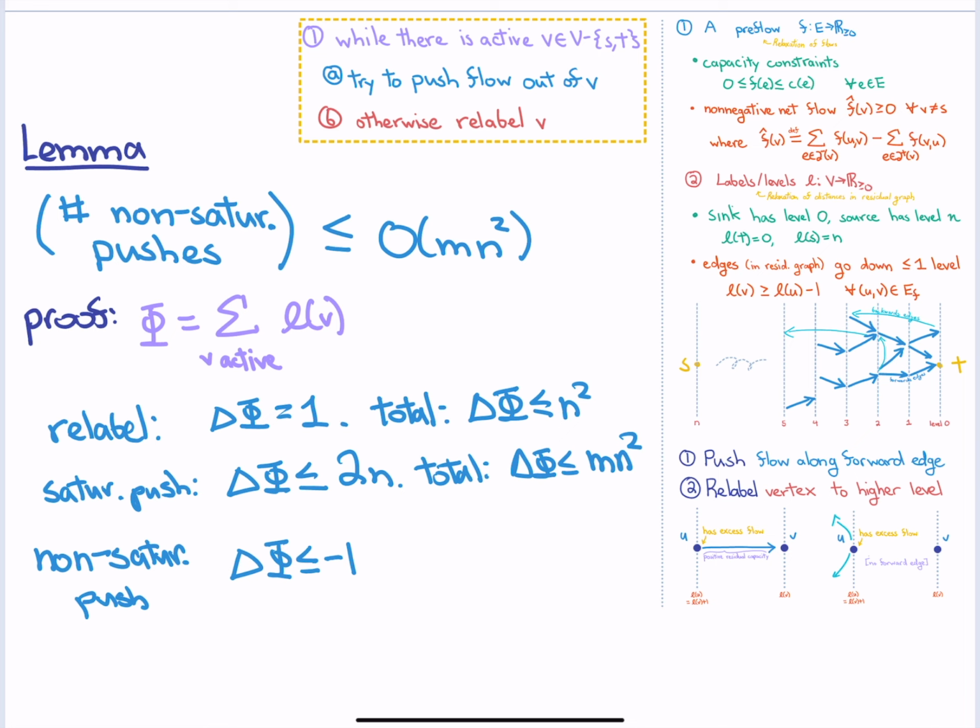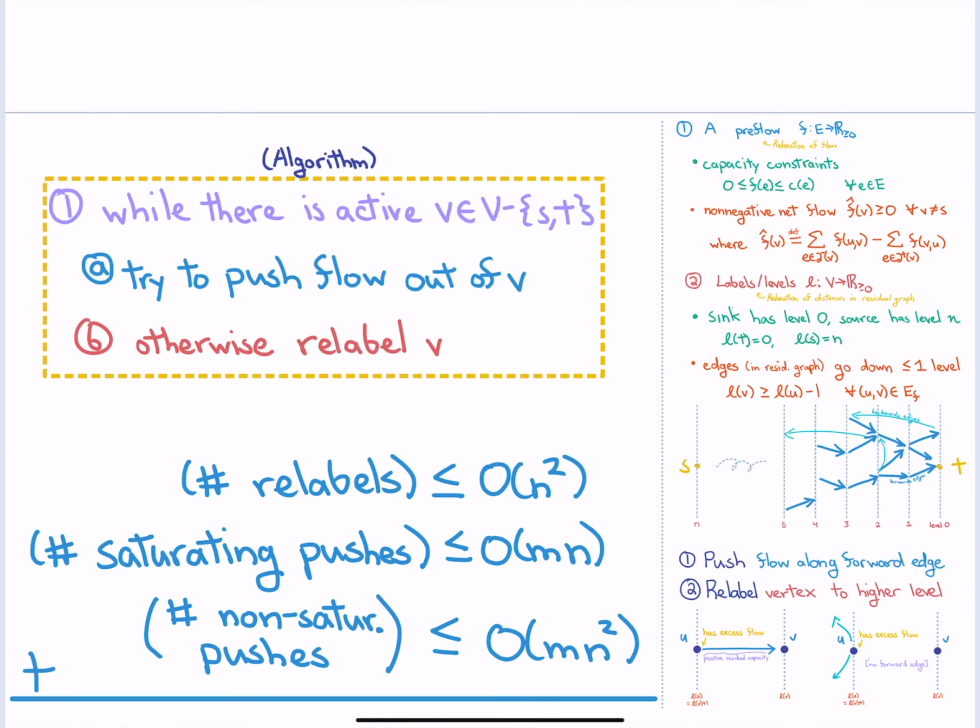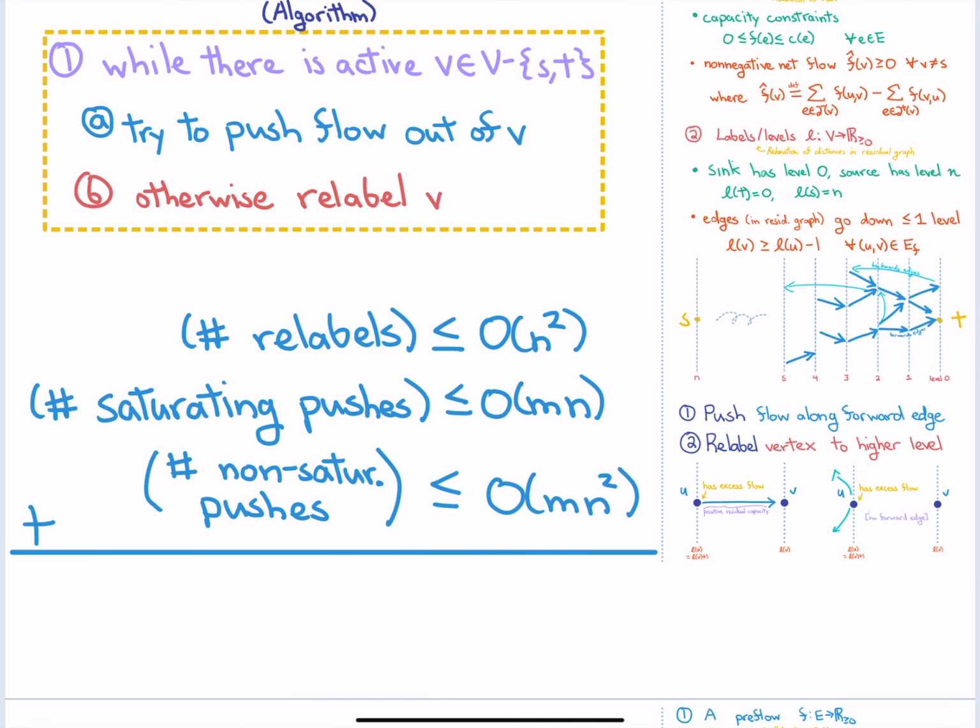So the maximum amount it can go up by total is mn squared. Each time you do a non-saturating push, it goes down by at least 1. So you can only have at most mn squared non-saturating pushes. And that was your amortized moment of the day. All right, great. So we add all that up, and the bottleneck is these non-saturating pushes.